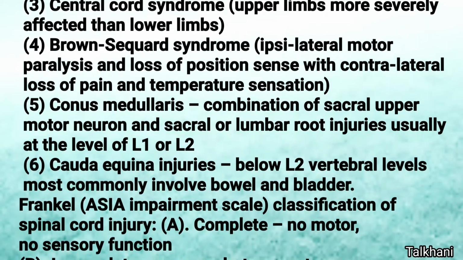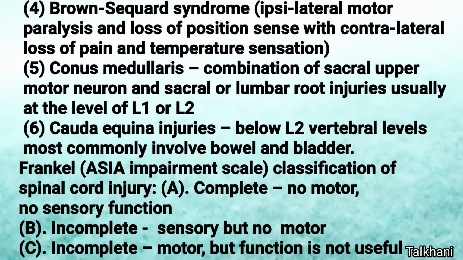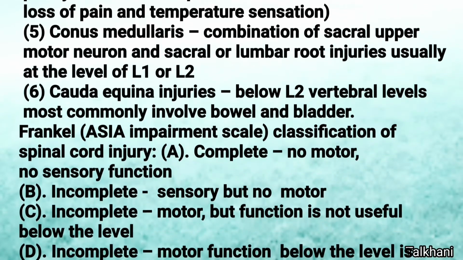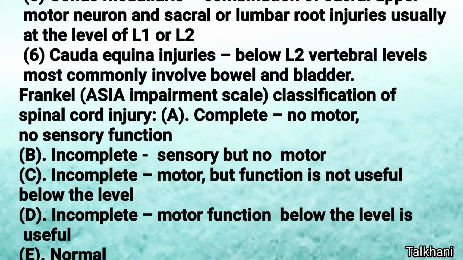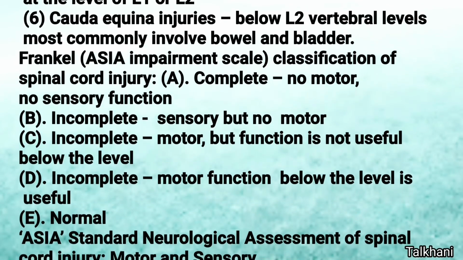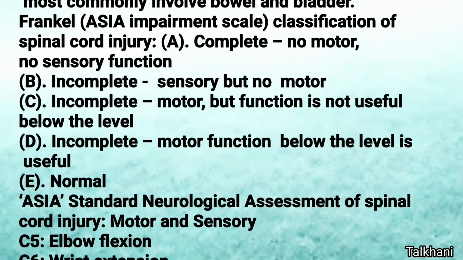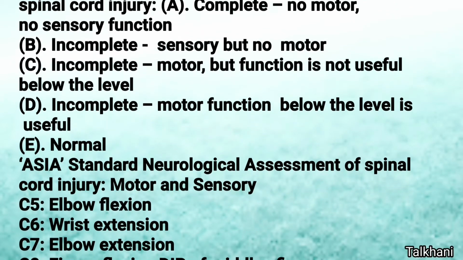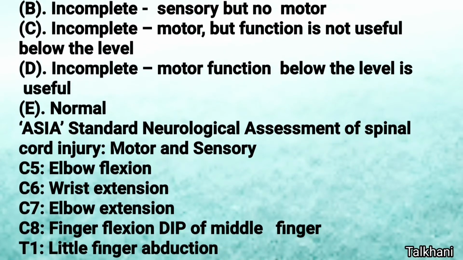Frankel classification or American Spinal Injury Association impairment scale of spinal cord injury classification is: A. Complete spinal cord injury with no motor or sensory function. B. Incomplete injury with intact sensory but no motor function. C. Incomplete injury with some motor function which is not useful below the level of injury. D. Incomplete injury with useful motor function below the level of injury, and grade E is normal spinal cord.